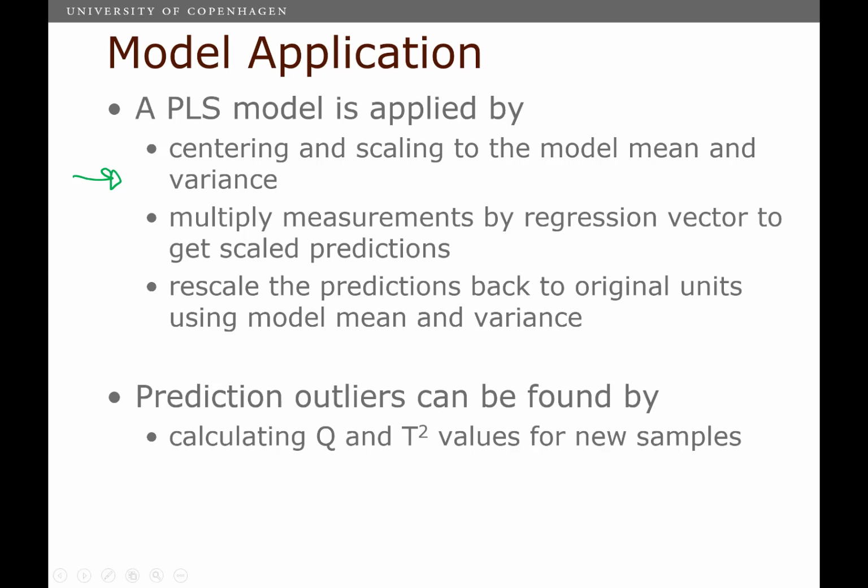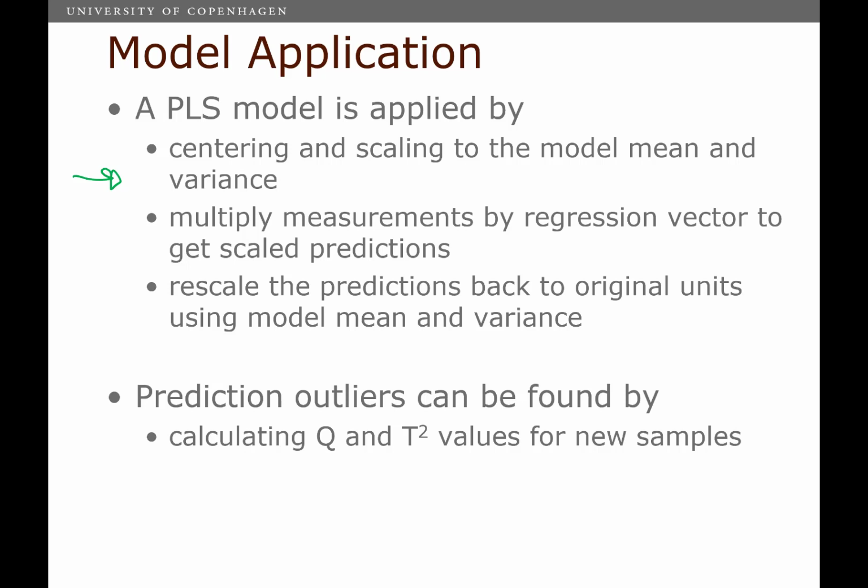Then you can predict using your regression vector from the pre-processed data. But then you also have to remember that you're not actually predicting Y. Let's say you use centering on Y. Then what you're really predicting is the centered Y. So of course, after that, you have to add the offset again. So you have to de-process your predictions.